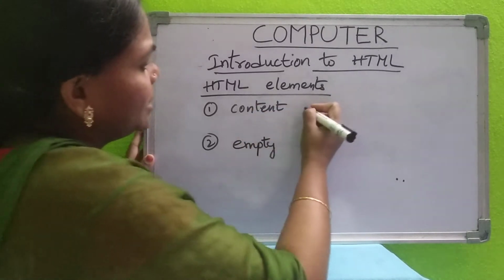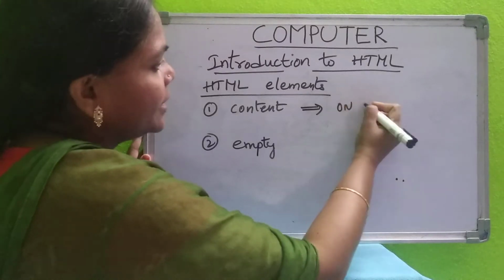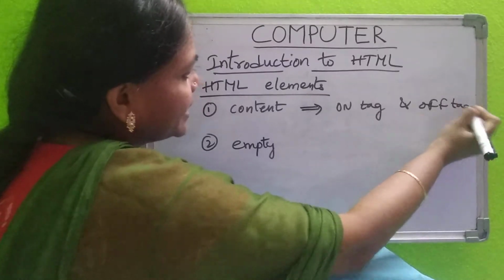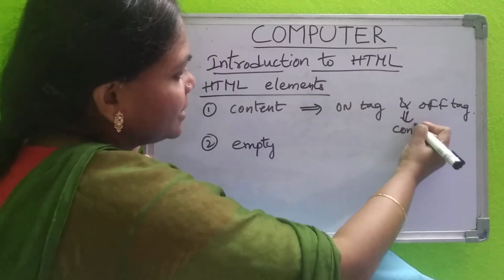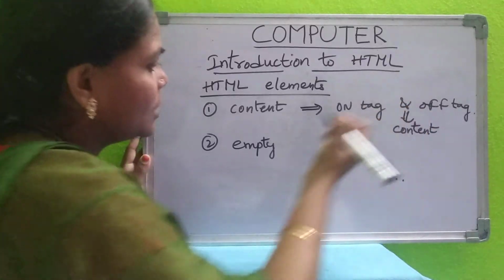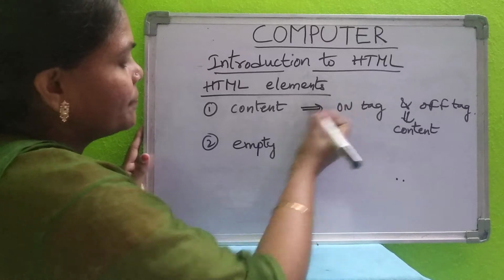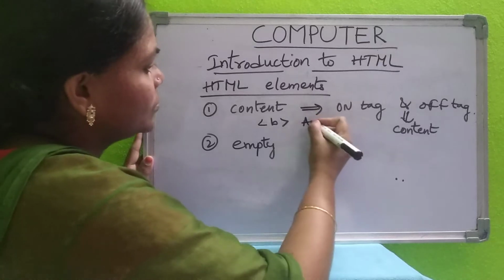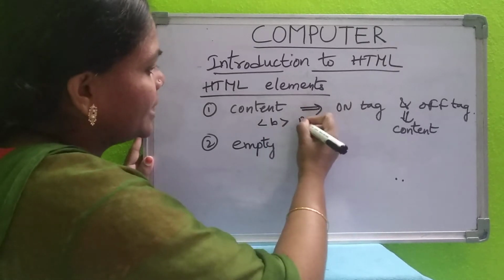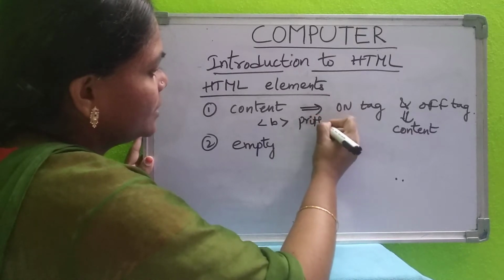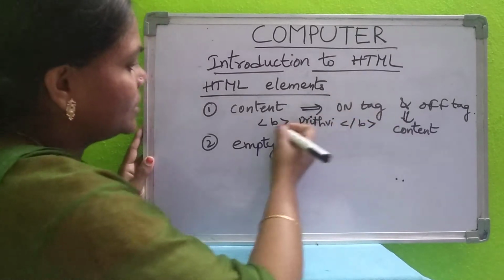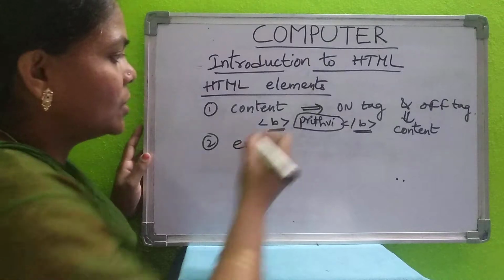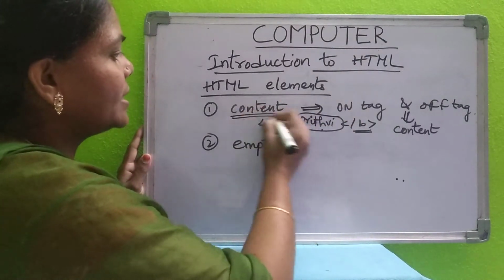Content element means it should have an on tag and an off tag. In the middle, it contains the content. Here we have to write the content. Suppose you want to display your text in bold, we write bold, then your text, some name like Prithvi, and we close the tag. That means this is the on tag and this is the off tag. In the middle, whatever we want to write is the content. So it is called a content tag.